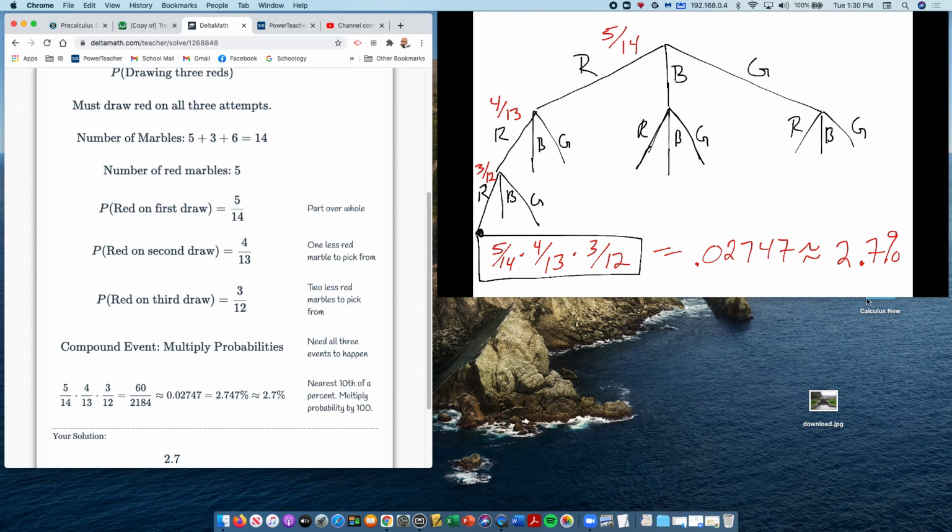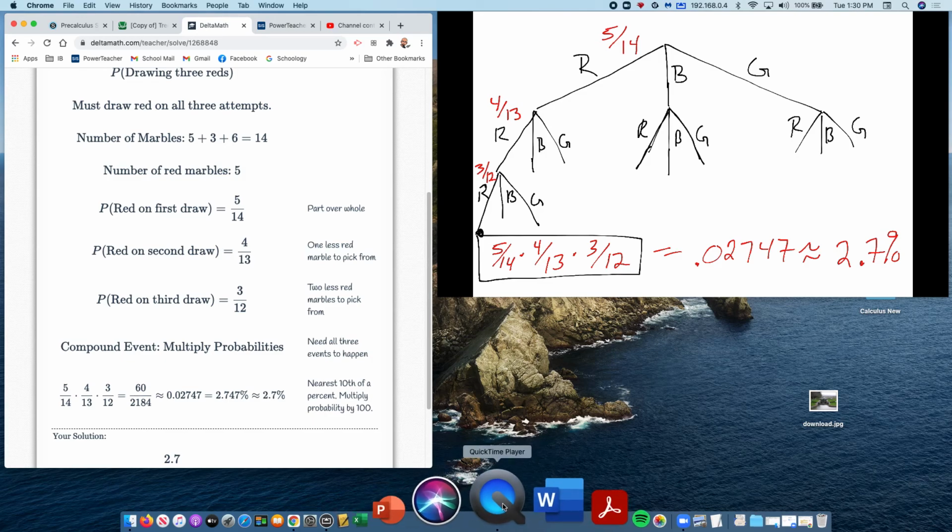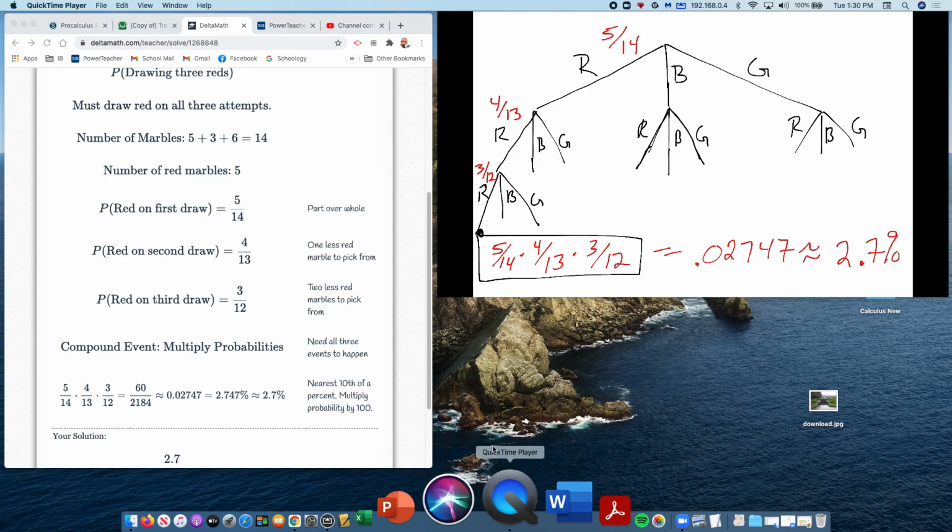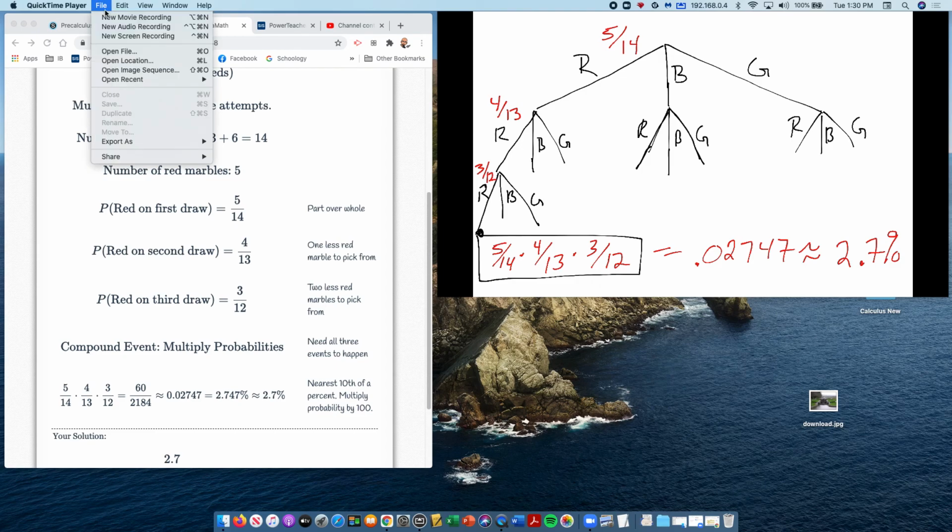Hopefully that makes sense. If you have questions, let me know. But now you've seen the box method, you've seen a Venn diagram, and now this one's a tree diagram. So all three are really good methods of organizing the work.